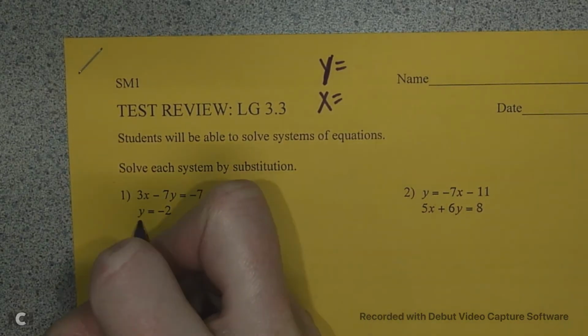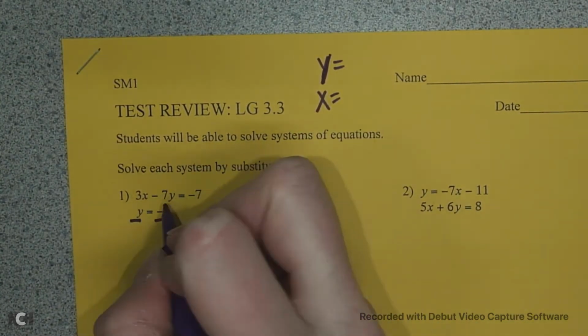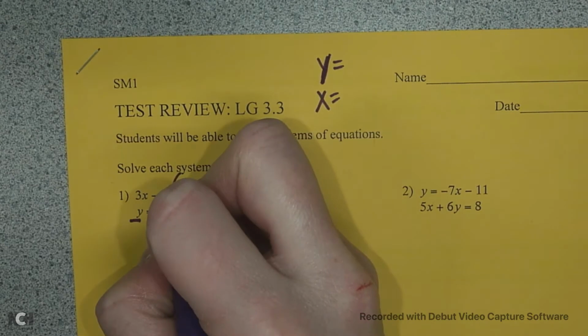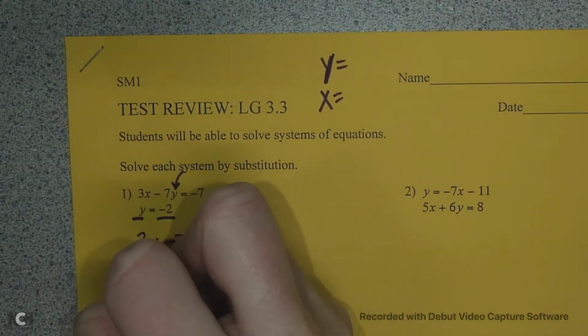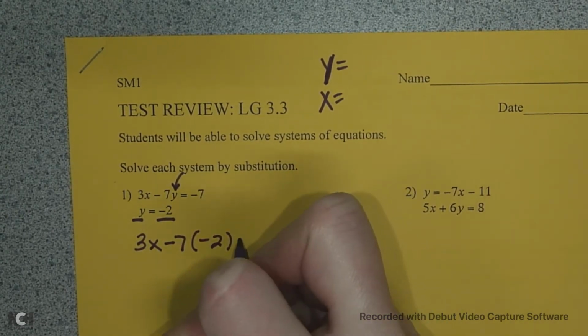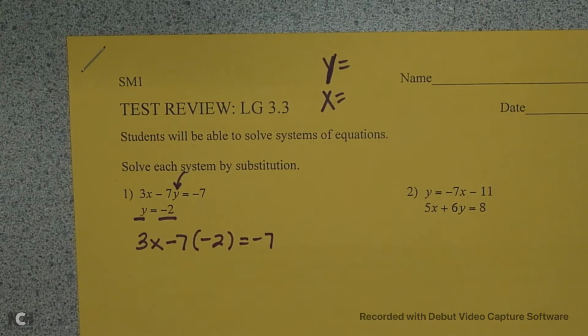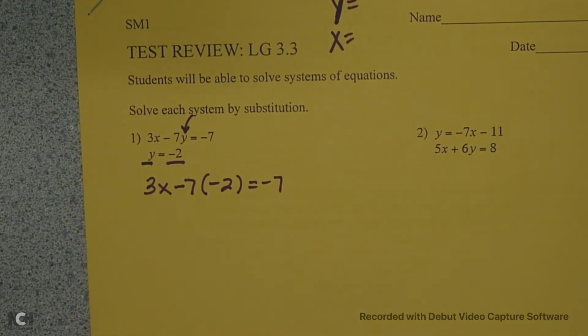So my second equation, I know that y is equal to -2. So I plug my value of -2 into the opposite equation where my y is. So we have 3x minus 7. Since my 7 and my y are getting multiplied, I'm going to take out my y and replace it like that. Now I only have one letter in this equation, so it'll be a lot easier to solve.